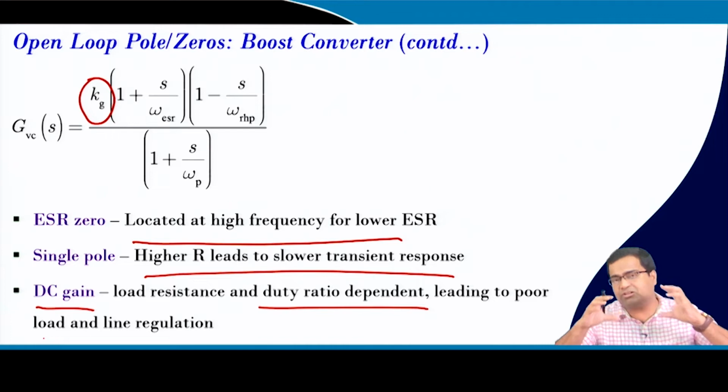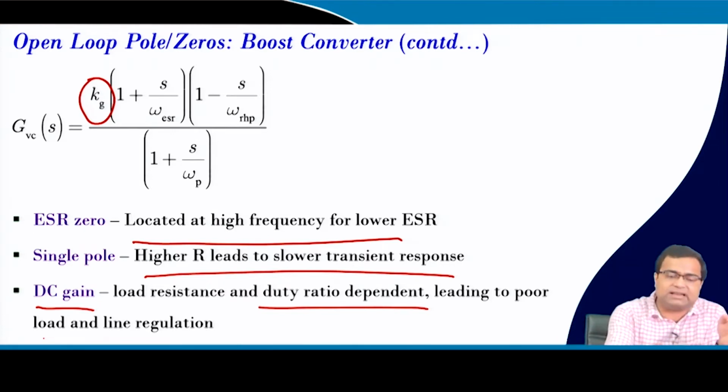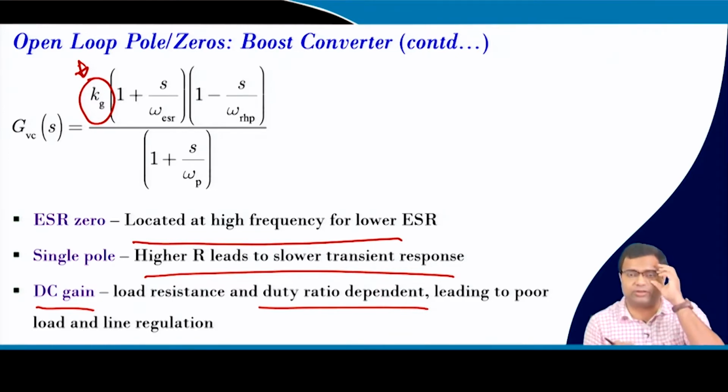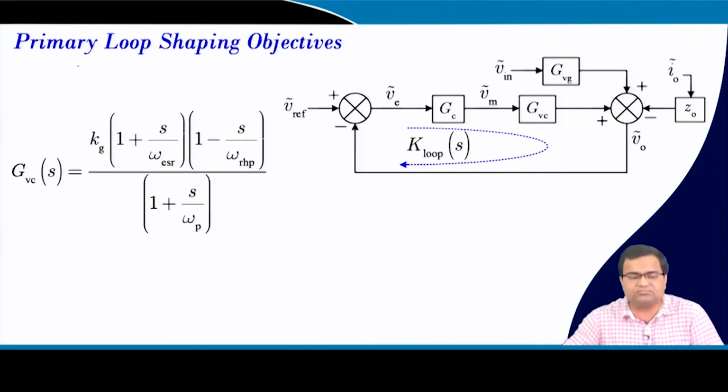Even though current mode control has excellent line regulation, for the boost converter it is not as excellent as in a buck converter. It is better than voltage mode, but because there is a dependency in the closed loop, that means in the DC gain, there is a duty ratio dependency. So, if there is a change in input voltage, the duty ratio will also change. As a result, there will be a slight shift in the DC gain of the control to output transfer function.